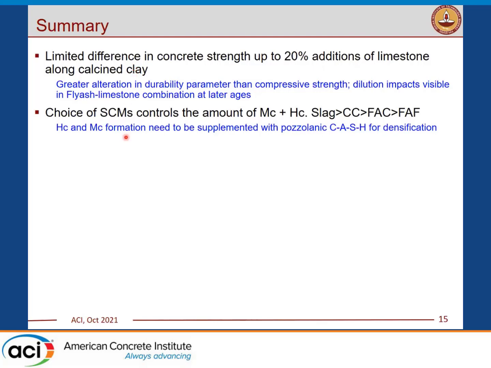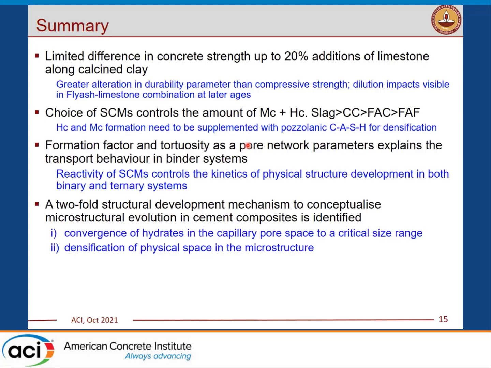The choice of SCM controls the amount of carboaluminates that is formed. We see both slag and calcined clay forming a higher amount of these carbonate AFm phases from the alumina in these systems compared to fly ashes. And what we also see is that these have to be supplemented by pozzolanic CSH, because all the formation factor trends clearly showed that both binary and ternary systems follow similar kinetics of physical structure development with and without limestone.